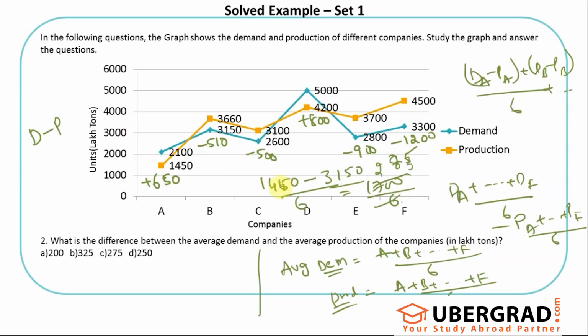So actually this is 1450 minus 3110. 2100, 2600 plus 510 is 3110. So this will turn out to be 1660 by 6, right? So 6 2s are 12, and then I'll have 46. So 6 7s are 42, and then I'll have 40. So that will be approximately 6 7s are 36. So it's 276. So this will be the correct answer.